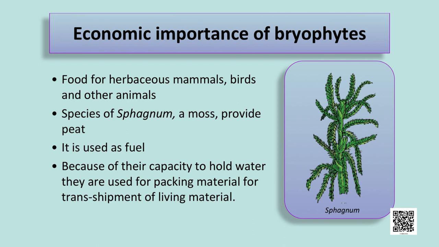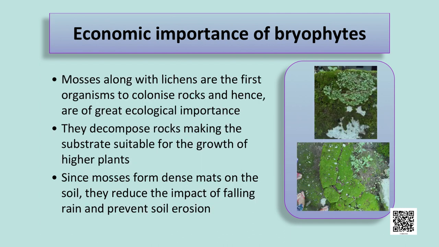Although very small in size, bryophytes play a very important role. They act as food for some herbivorous mammals, birds and other animals. The species Sphagnum, as shown in the picture, has very good water holding capacity and hence it is used for packaging during shipment of live material. It also forms peat which is used as fuel. Moss and lichen are the pioneer organisms during xerophytic succession. They decompose rocks to form soil which is useful for the growth of higher plants.